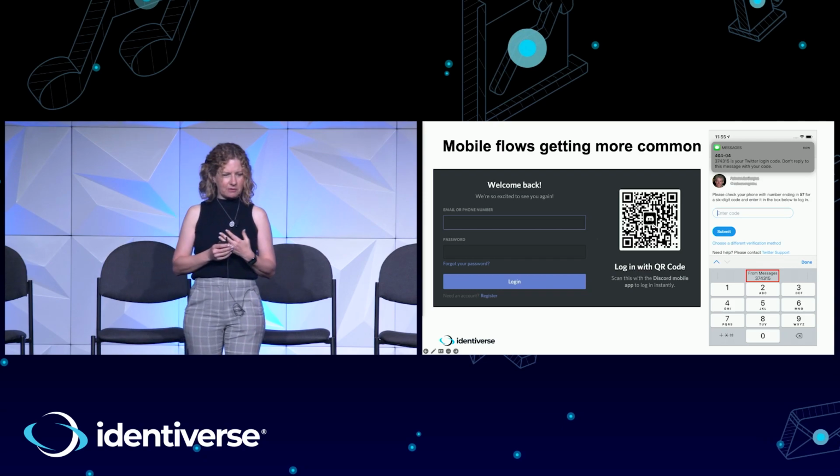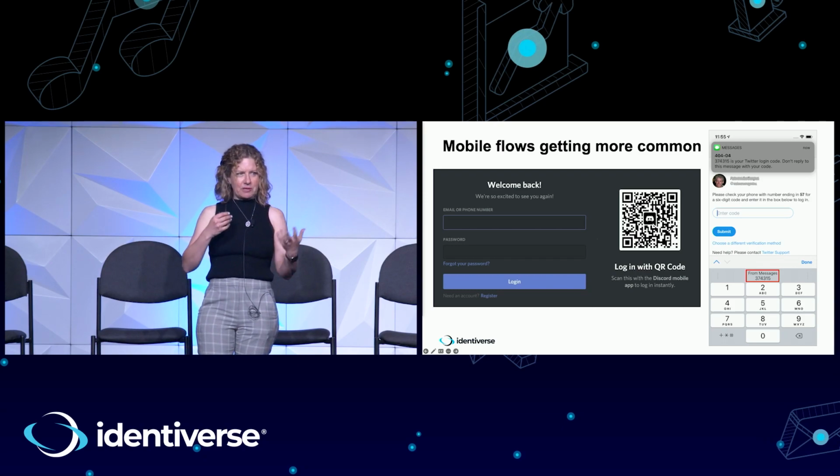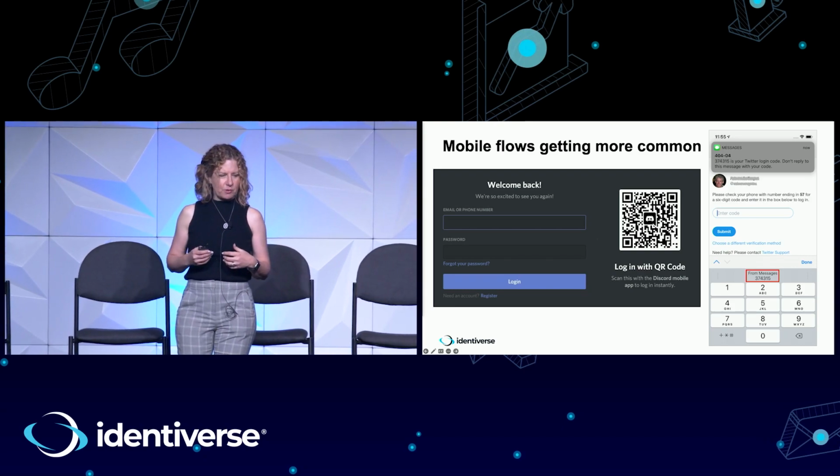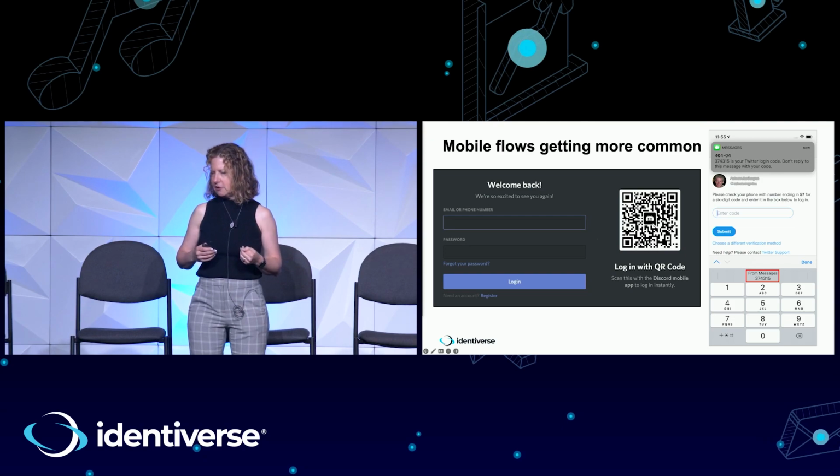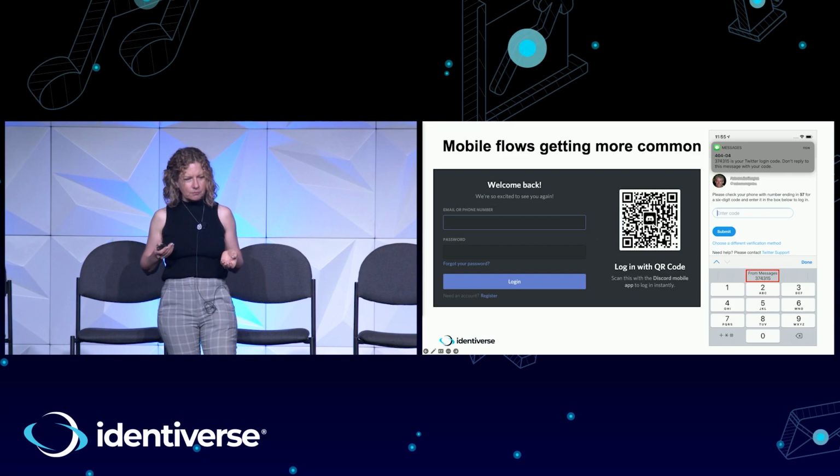And so we really want to take a look at their experiences. Everybody's getting more comfortable with the idea of QR codes, et cetera. So that gives us a lot of opportunity to get them in more easily, which also is a value creator.